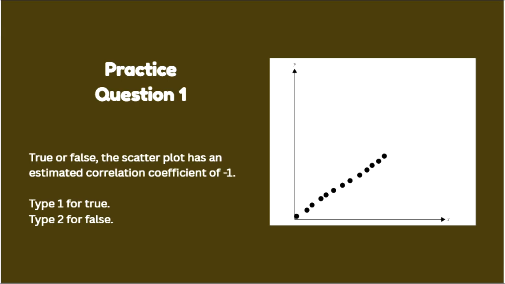Here's practice question 1. This is at the end of the lesson, so you'll want to write your answer down so that you can access it later. True or false, the scatter plot has an estimated correlation coefficient of negative 1. You tell me. They're all really close to the line, which means that they should be real close to 1 or negative 1, but this is a positive slope. So this is false. So you would type 2. Doesn't necessarily mean your answer is 2. They might shuffle this around a little bit, but that's how you would solve that problem.